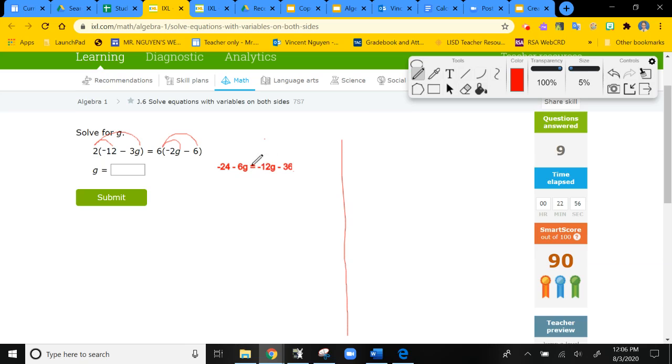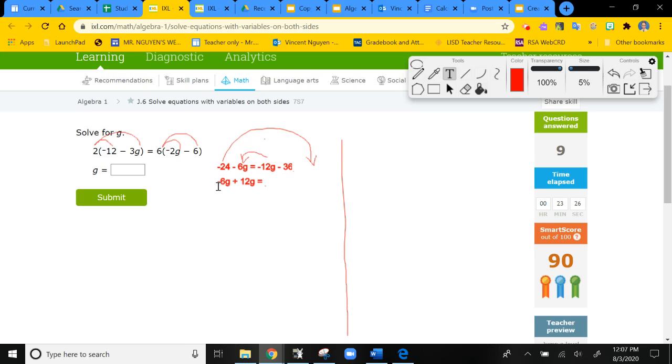Remember the negative 6g and the negative 12g. The negative 12 is actually smaller, so it needs to move. So always move the smaller variable. And if the g moves over here, that means the 24 needs to move over here. So what we're going to end up having is negative 6g plus 12g. As you can see, when it moved to the other side, it becomes bigger. So now you're going to end up with a positive variable instead.